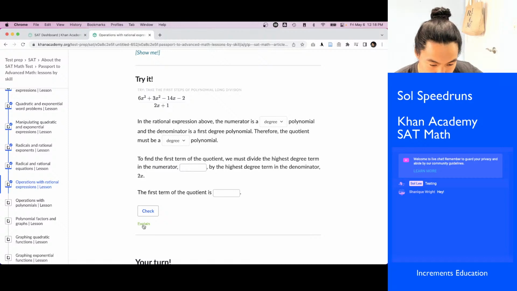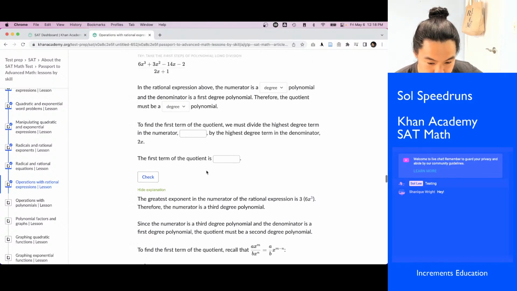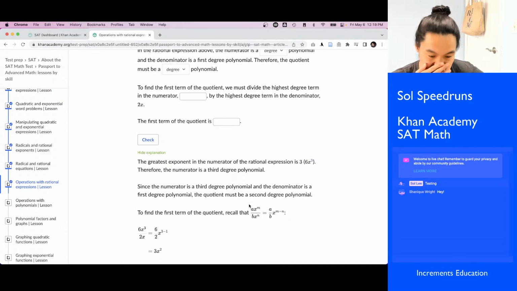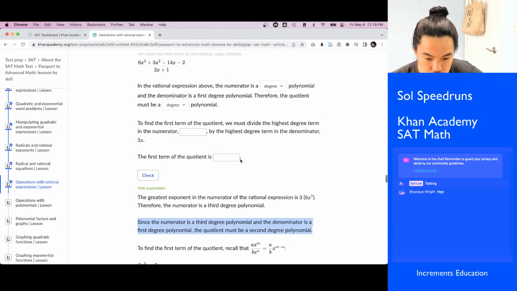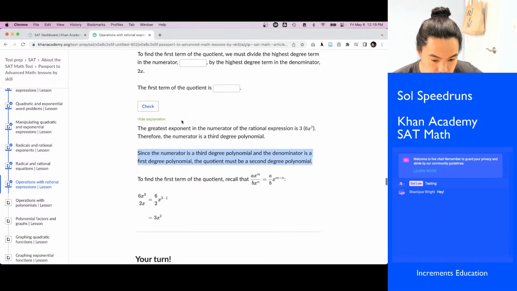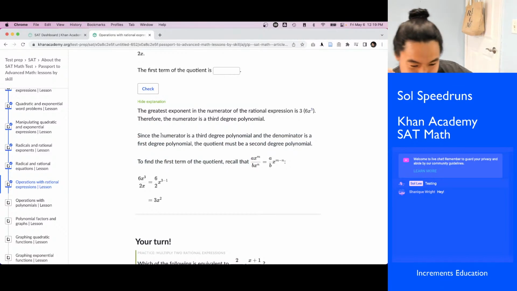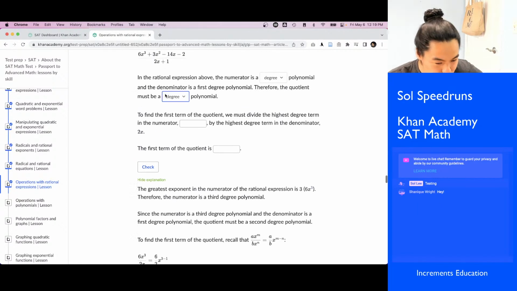What the heck is this? Are you serious? The greatest exponent is 3. It's a third degree polynomial. The quotient must be a second degree polynomial. What is a quotient? What does quotient mean? To find the first term of the quotient. Why would I need to know this?